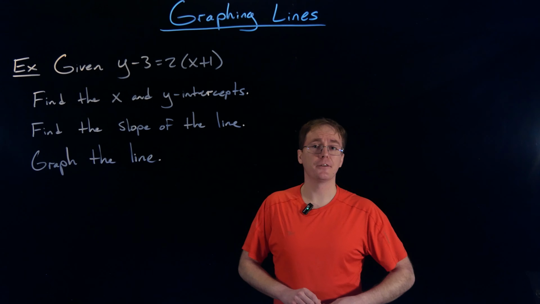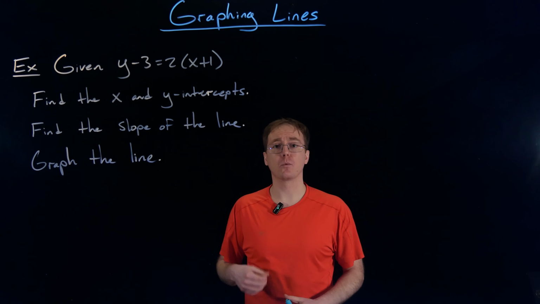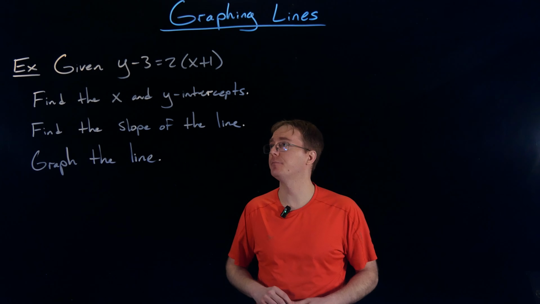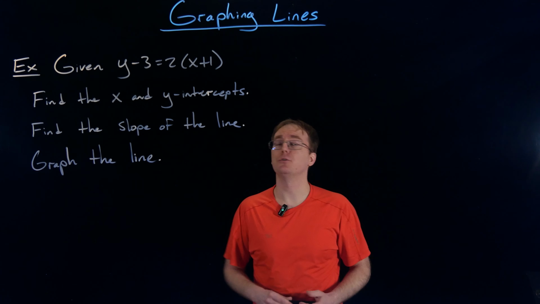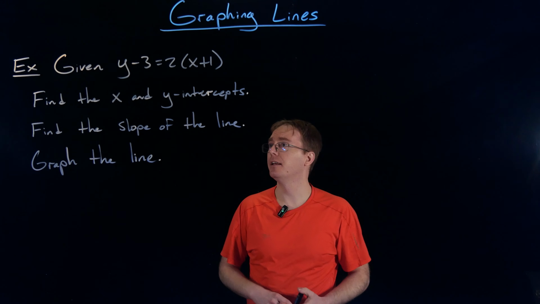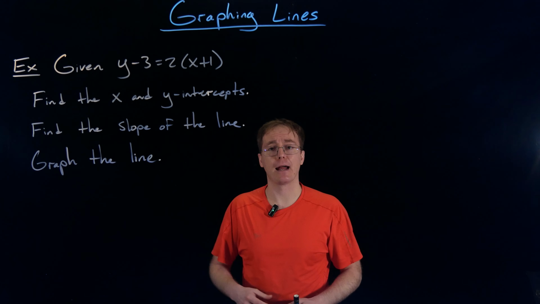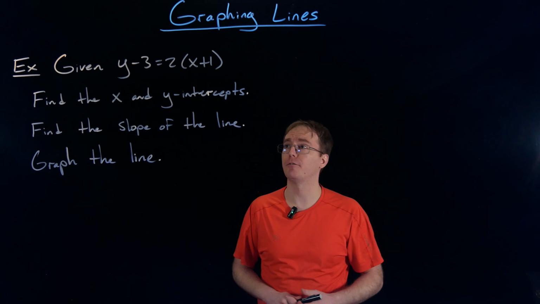So let's go ahead and do another example to make sure we really know what the x and y intercepts of a line are, what the slope of a line is, and how to graph a line using that information. And so we're given this equation, y minus 3 is equal to 2 times the quantity x plus 1. And we're going to find the x and y intercept, then find the slope of the line, and then graph the line. So let's go ahead and start with the x and y intercepts of our line.